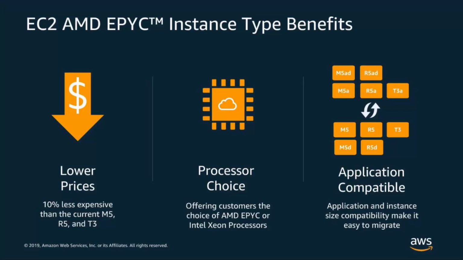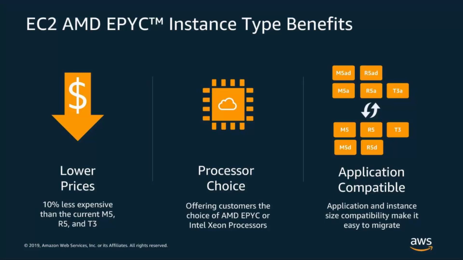Secondly is the processor choice. So offering customers the choice of using an AMD EPYC or Intel Xeon processor. Previously, as I mentioned, you may only have the option to use an Intel Xeon scalable processor. Now you can actually pick an AMD EPYC version of that as well.